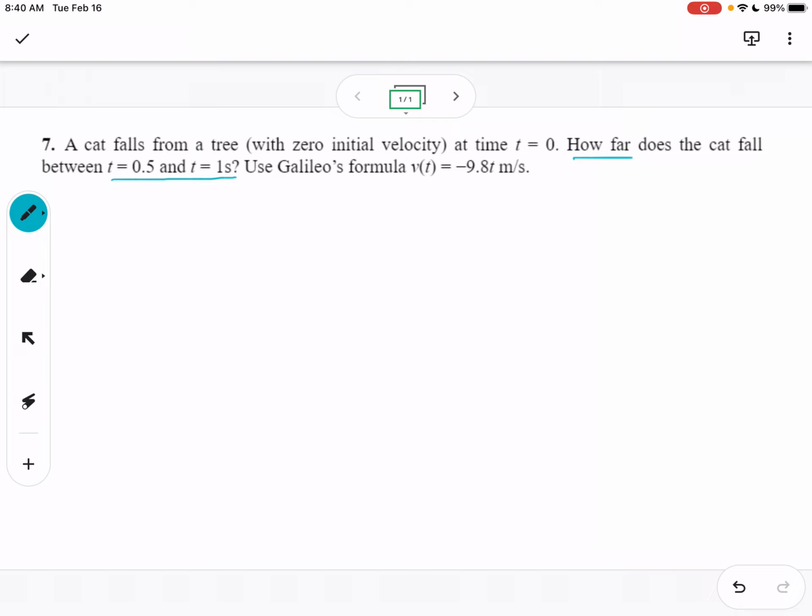So they're telling us here to use Galileo's formula. I've heard of that guy before, and he's the one who came up with this idea that when an object is in free fall, its velocity can be given by negative 9.8 t in meters per second, assuming that t is measured in seconds. So the question of how far the cat falls is a question of distance. And we're going to go ahead and use the formula here for displacement. Our delta S formula was the definite integral from a to b of our velocity function v of t taken with respect to t.